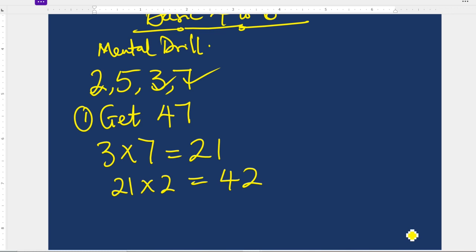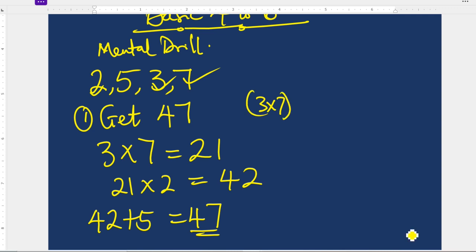I have not used 5. Now, I want to use 5. So, I would say 42 plus 5, and that's going to give me 47. So, my answer is 47. So, which means I've been able to get 47. So, how did I get 47? I said 3 times 7, okay, times 2, then plus 5. My answer is equal to 47.